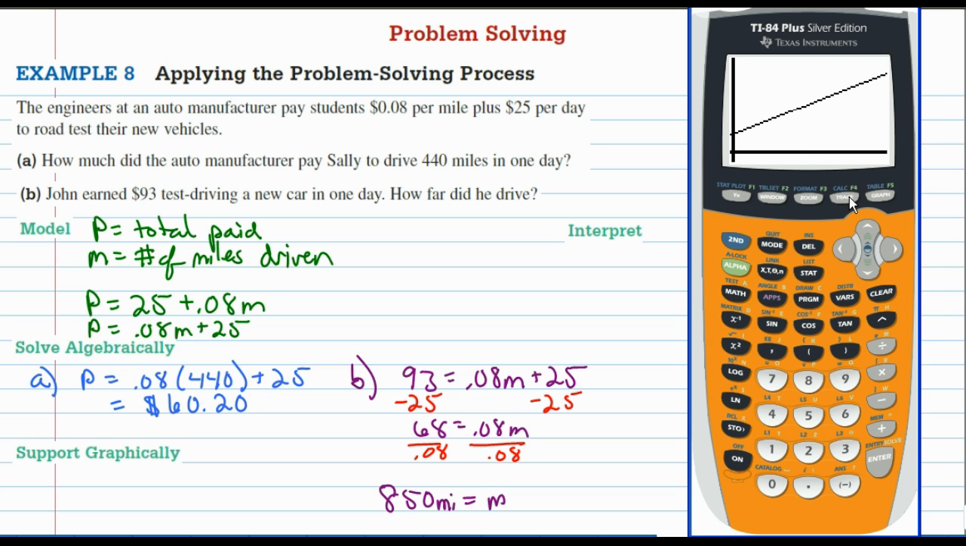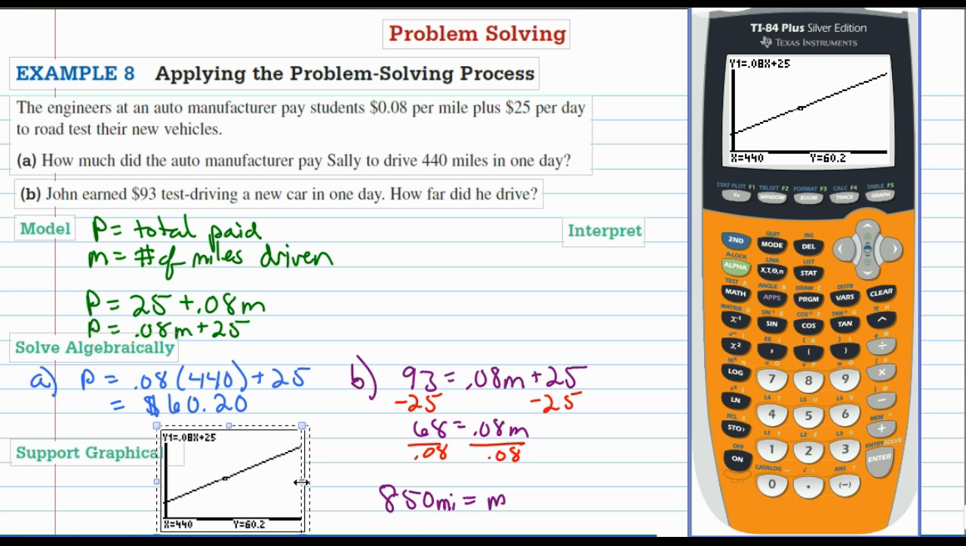Now hit the trace key, and we can quick check both of these. I'm going to input 440. This is telling my calculator, find the value for y when x equals 440. Hit enter, and I got 60.22, which is exactly how much money Sally made.